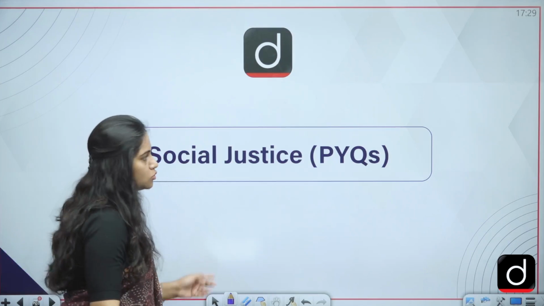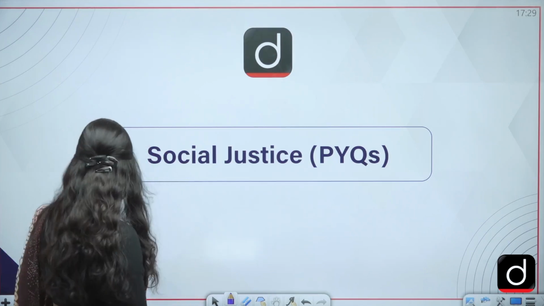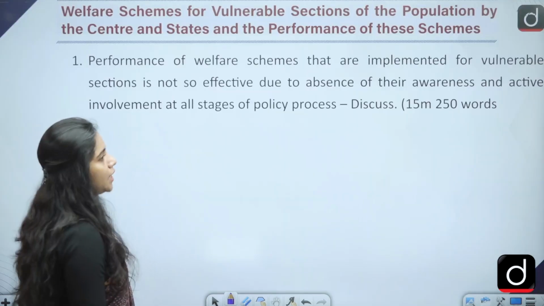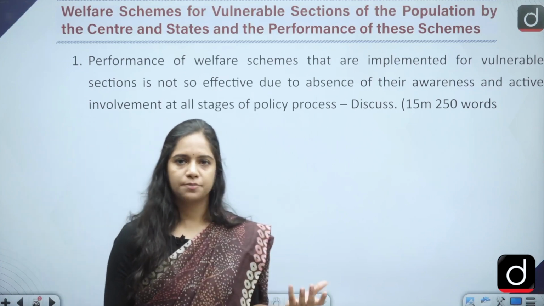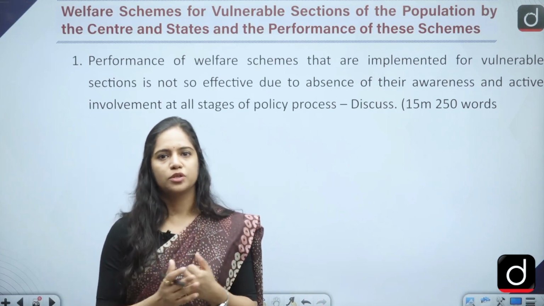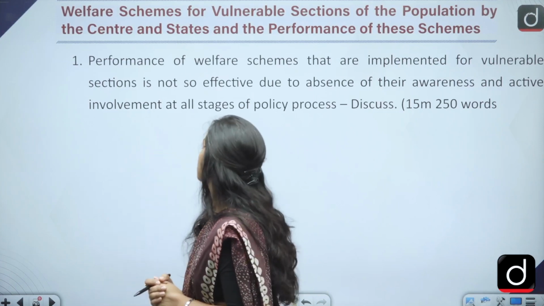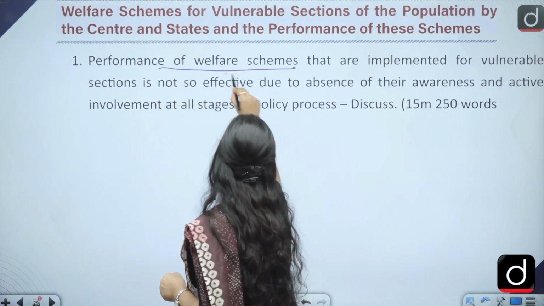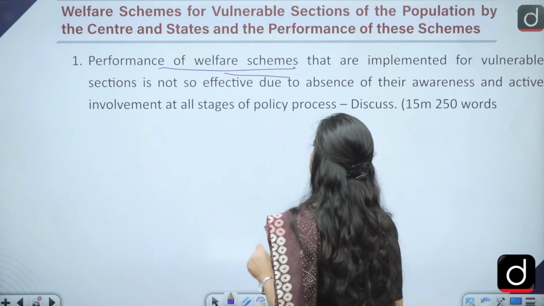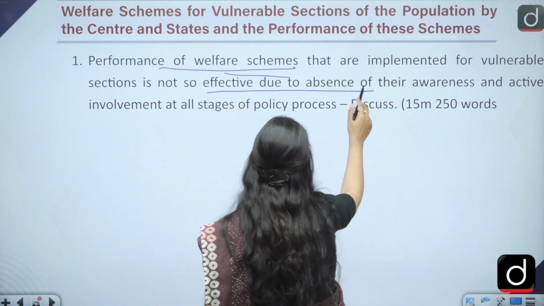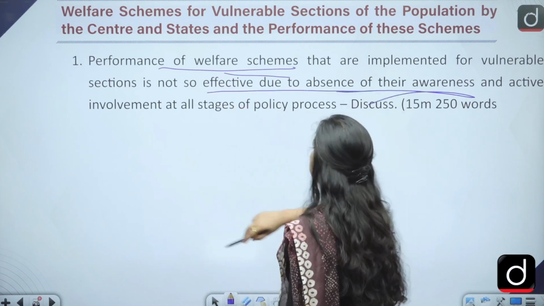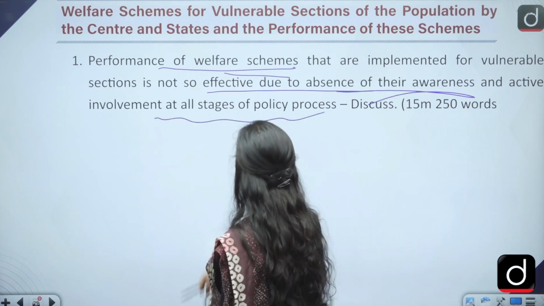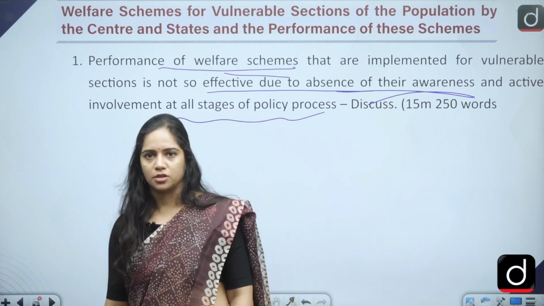Then with respect to social justice, let us see some of the questions. Now we have shifted from GS paper 1 to GS paper 2, so you would see the language of the questions would also change now. See, performance of welfare schemes that are implemented for vulnerable sections is not so effective due to absence of awareness and active involvement at all stages of policy processes.